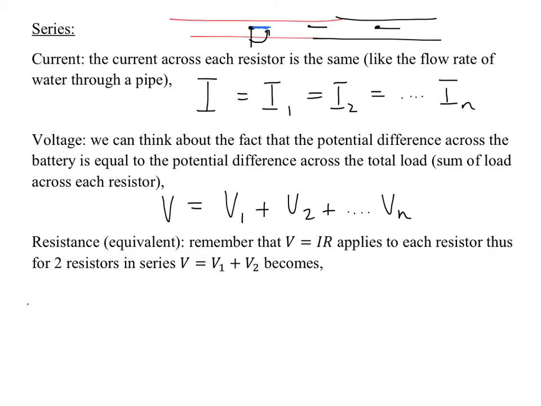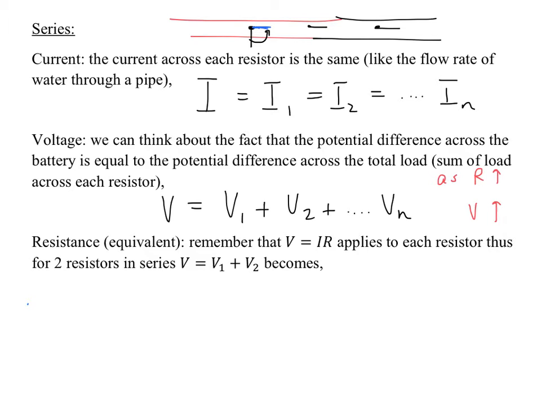Different from the first one. The first one told us that the current across each resistor is the same. Well, the voltage is not the same for each resistor. If the resistor has a higher resistance, it has more voltage. That's a little side note you probably want to write down. Okay, in series, as the resistance of the bulb or the resistor increases, the voltage increases.